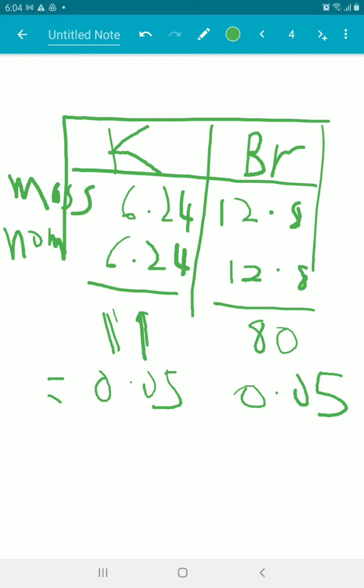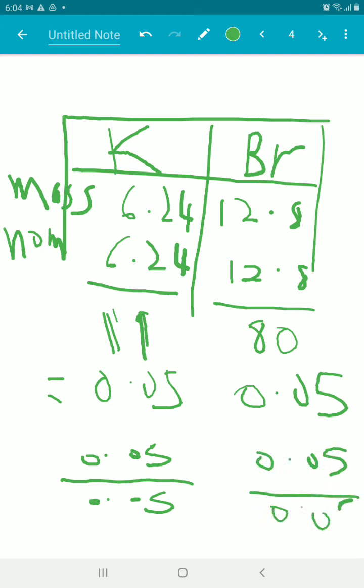Now we need to calculate the simplest ratio of number of mole. So 0.05 and 0.05, the same number, right? So 0.05 divided by 0.05. This side also need to divide by 0.05. So the ratio is 1 to 1. This is the simplest ratio. You write here, simplest ratio 1 to 1.